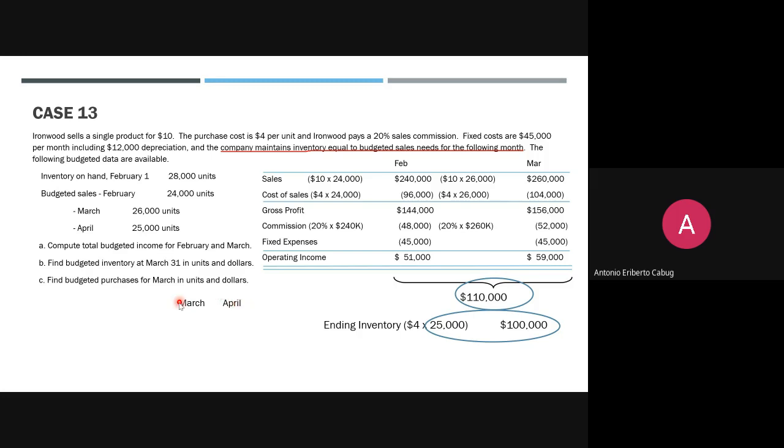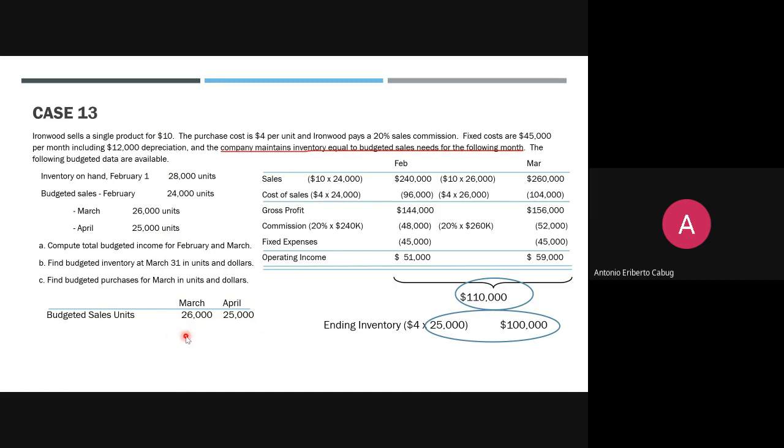How about the rest? So, March and April, what's the sales? The sales for March is 26K. April, 25K. Now, as I have told you, in creating the production budget, we add the ending finished goods and deduct the beginning finished goods. Now, we're looking for the budgeted purchases. Why are we looking directly at the budgeted purchases? The reason is, this is not a manufacturing company. Walang production dito. This is a merchandising company. Buy and sell lang siya. So, from the sales, diretso tayo sa purchases, because there's nothing to produce. We will just buy them.